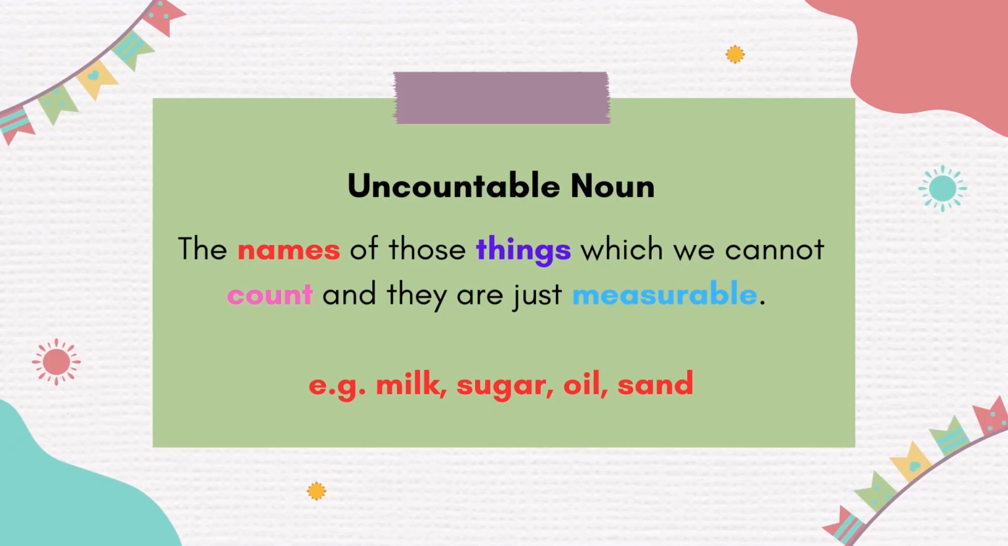Next is uncountable noun. The names of those things which we cannot count and they are just measurable are called uncountable nouns. For example, milk, sugar, oil, and sand. The names of those things which are just measurable are called uncountable nouns.